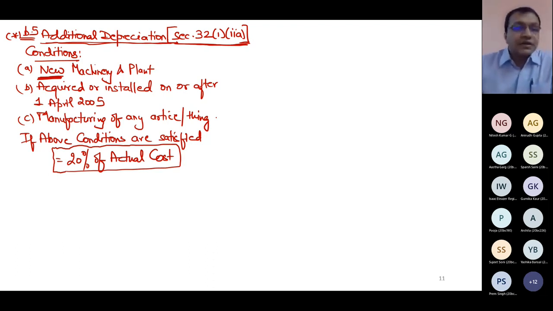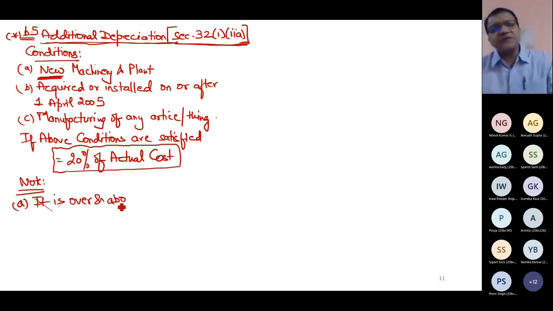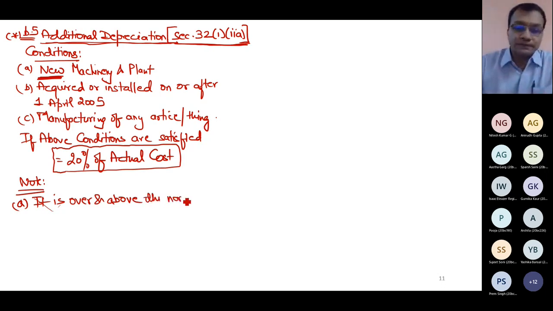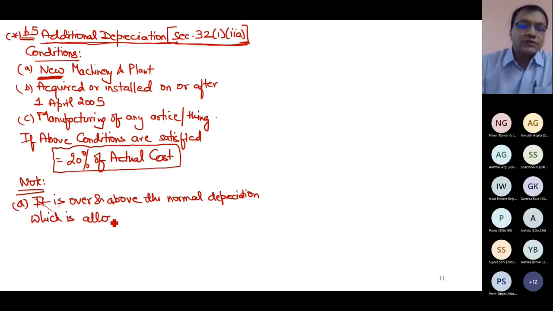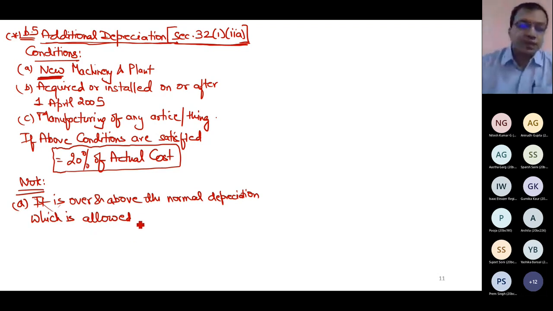This is additional depreciation, and do remember some notes on additional depreciation. First point: it is over and above normal. You have to calculate normal depreciation as per the previous method. This is separate. It is over and above the normal depreciation which is allowed to the assessee. So it has no relationship with the previous table of calculation. You compute it separately, and this is a separate calculation. I will discuss this with the help of a numerical, of course.